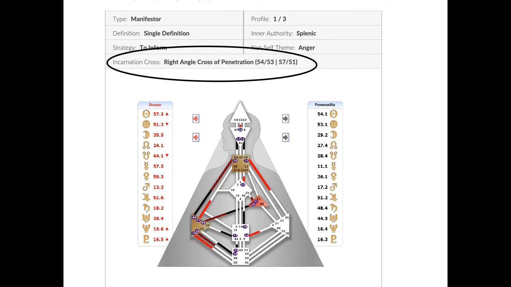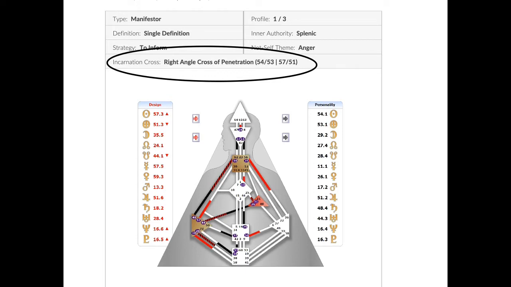And just for your reference, this is where the incarnation cross is on this particular chart. Sometimes they have it at the bottom of the charts. If you notice in the incarnation cross, they have the gate 54, the gate 53, the gate 57, and also the gate 51. And if you notice, that lines up with the personality sun, the personality earth, the design sun, and the design earth. So that's the top 4 numbers that will always make up your incarnation cross.